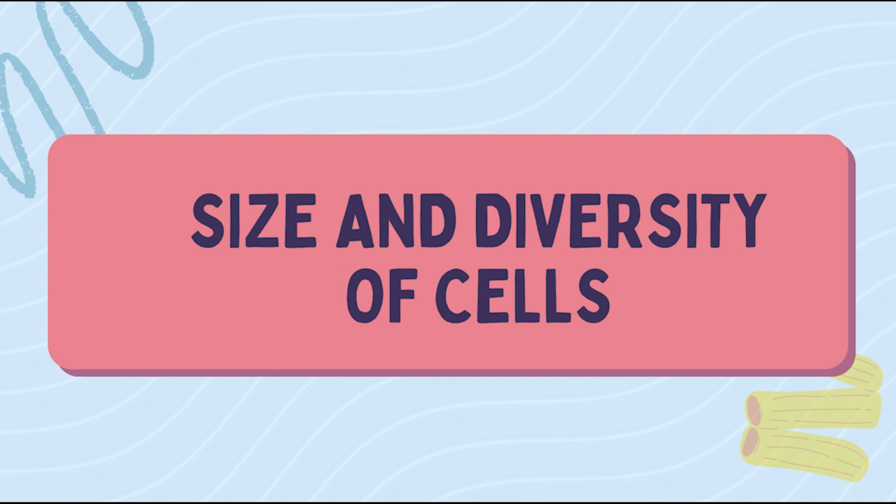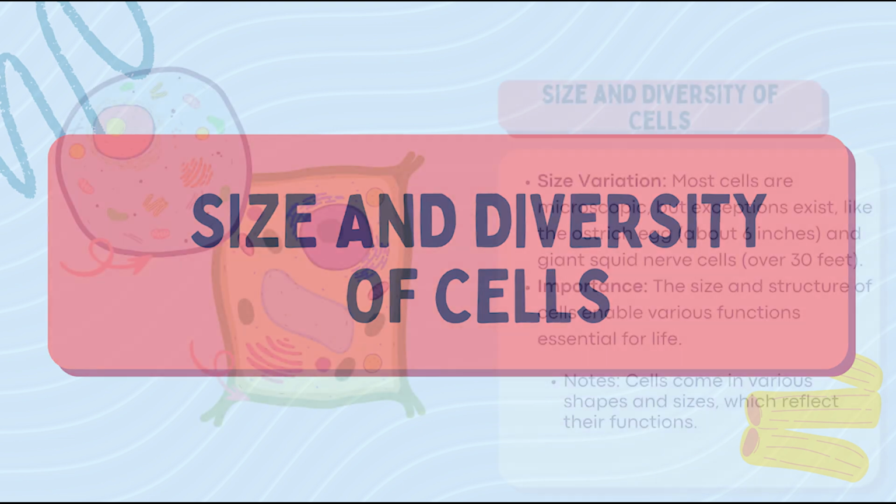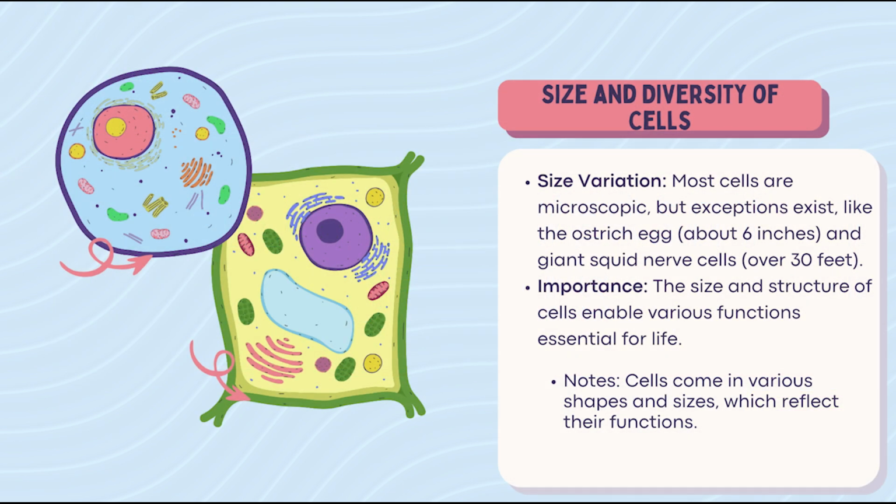The other one is size and diversity of cells. Cells come in all shapes and sizes. While most are so small you need a microscope to see them, some, like the ostrich egg, are visible to the naked eye, or consider the giant nerve cells of a squid that can be over 30 feet long. This diversity reflects their function. So, structure meets function in biology.